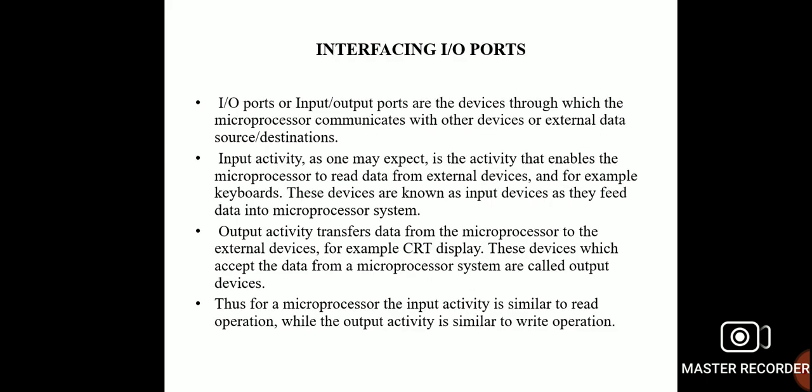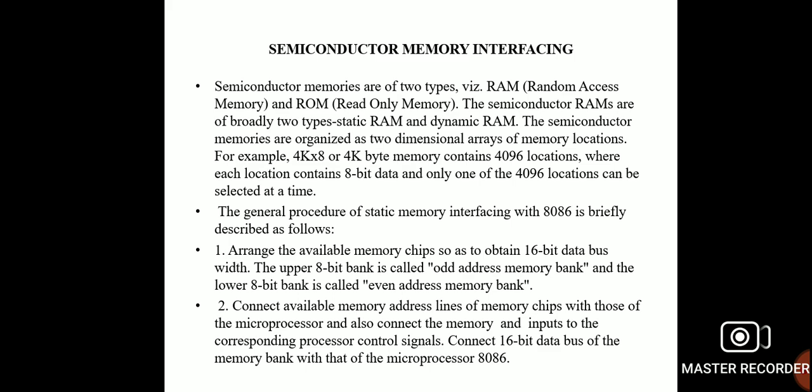Now, the procedure of memory interfacing. Number one, arrange the available memory chips so that they form a 16-bit data bus, and there should be a provision to access the byte as well as the word. Connect the address lines and control signals like read and write of the microprocessor with those of the memory chips. The remaining address lines, along with A0 and BHE, are used for decoding the required chip select signal for the odd and even bank. This chip select of the memory is derived from the output of the decoding circuits.